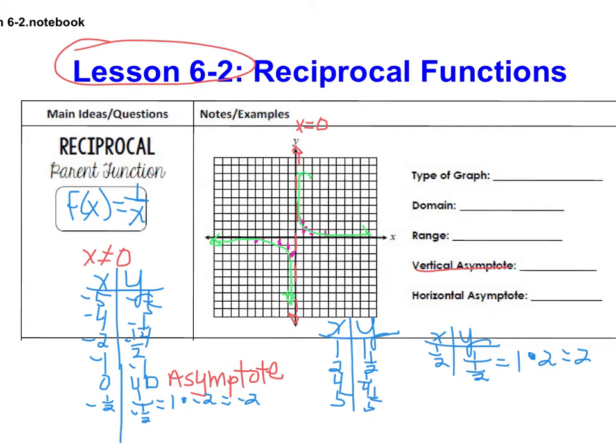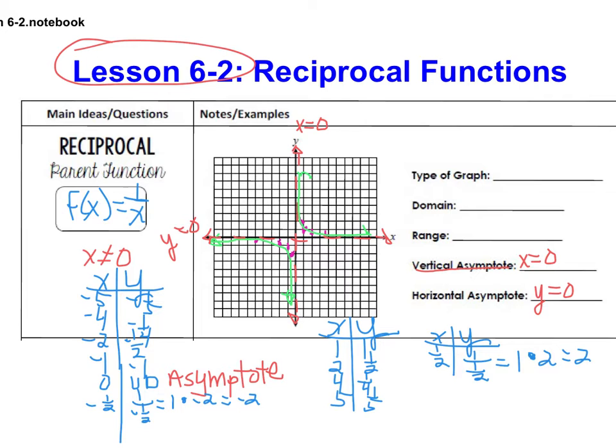And we're going to put that in also as a dashed line, and that's a fence also that our graph cannot cross. And so we will label that as y equals 0. So our horizontal asymptote is y equals 0. Our vertical asymptote is x equals 0.